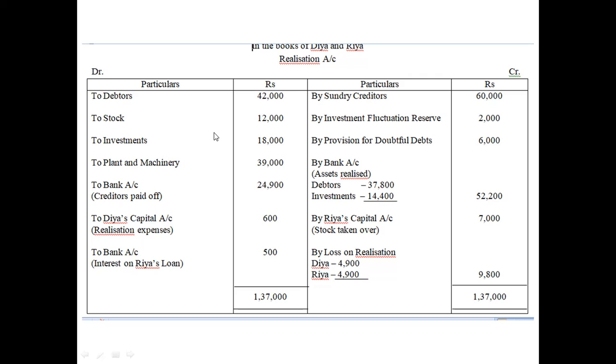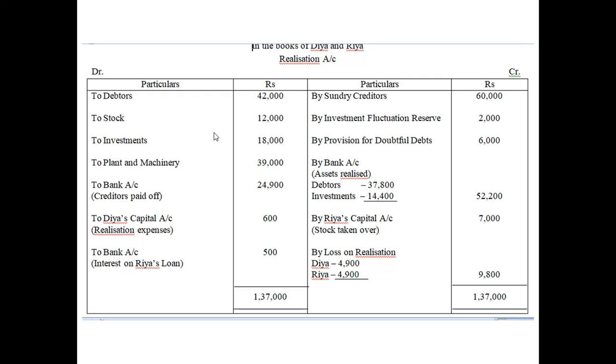Hello students, in this video we will see the solution of question number 36. As you can see in the question, you need to prepare only a realization account, Ria's loan account and Dia's loan account. So this question is going to be very simple and short.